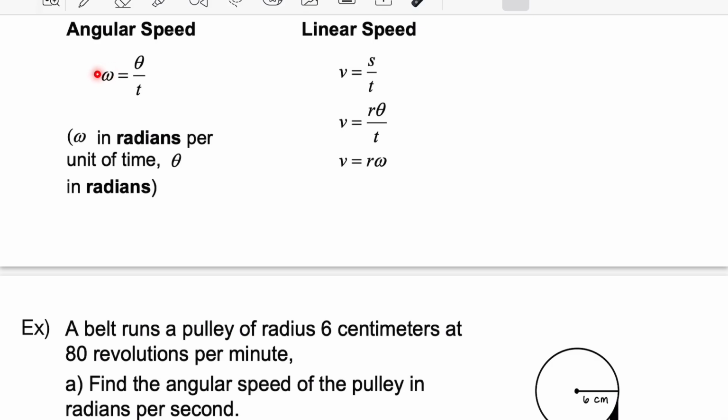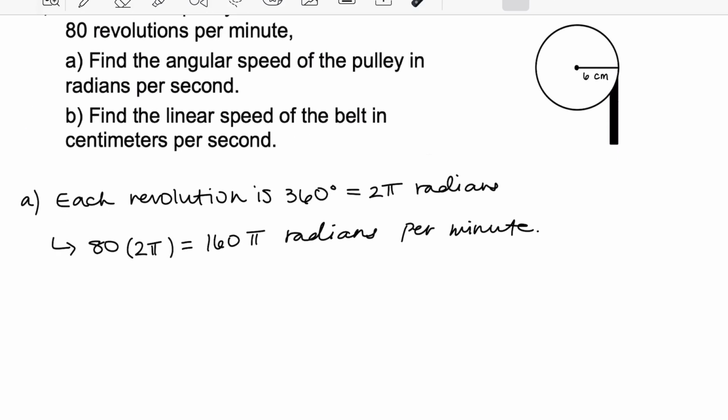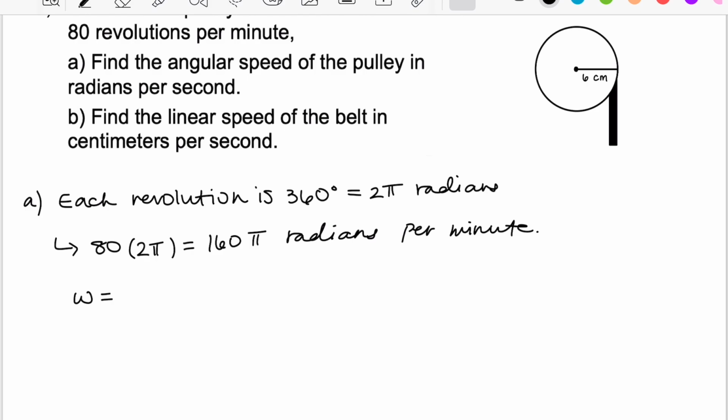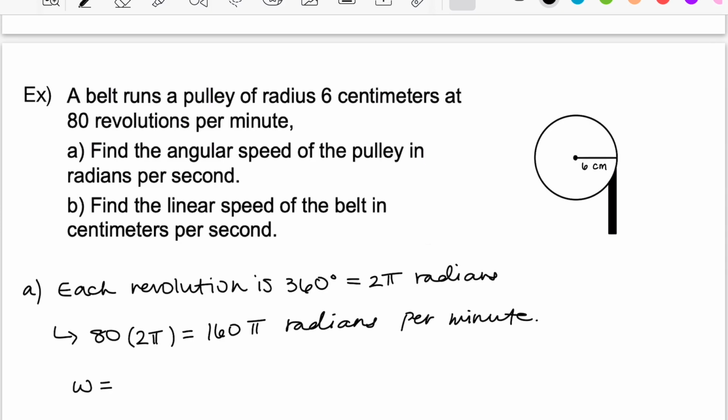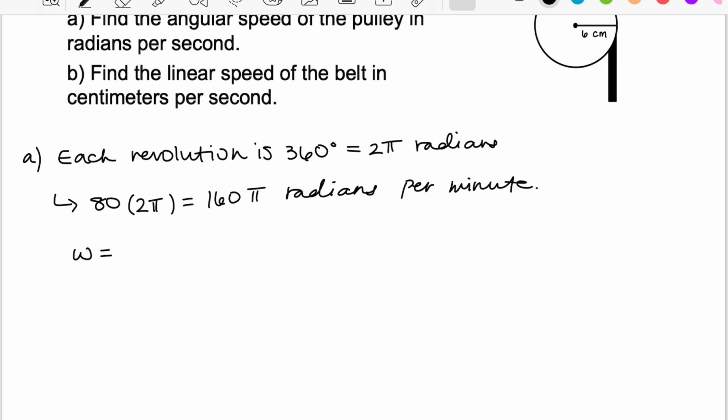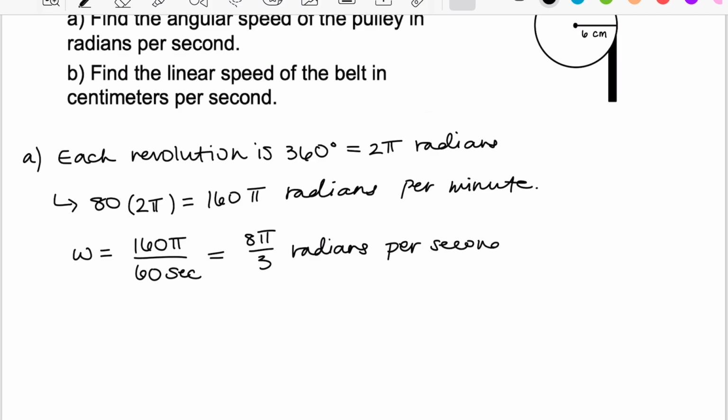So now we can calculate our angular speed here. This is going to be 160 pi radians per minute, and then in this case we want to find the angular speed of the pulley in radians per second. If we're going 160 pi radians per minute, this is the same as 160 pi radians per 60 seconds. Simplifying this guy here, we'll get 8 pi over 3 radians per second.